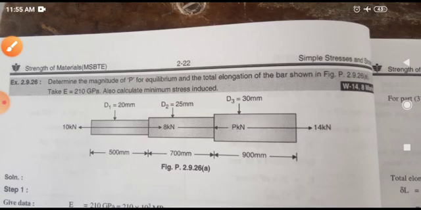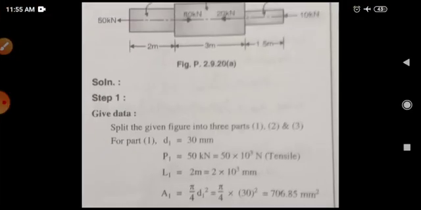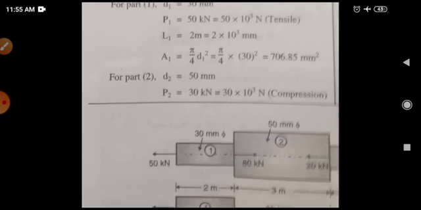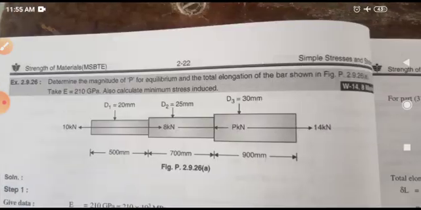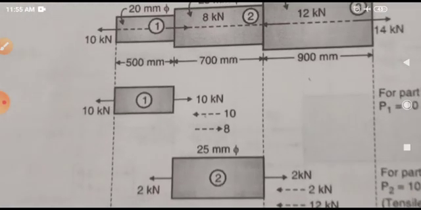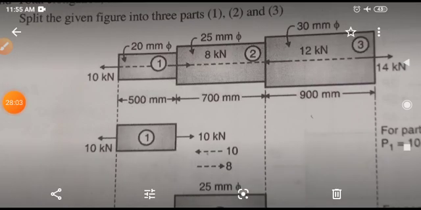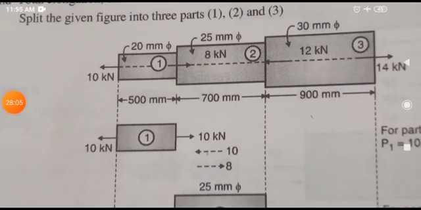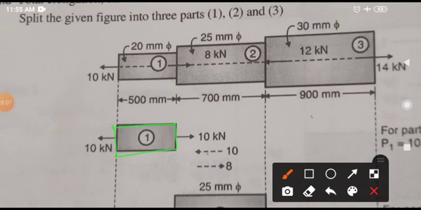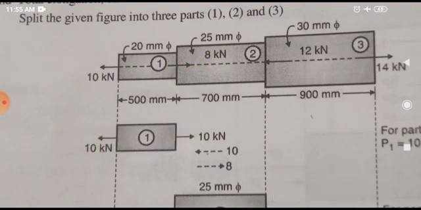Sorry, I have got another problem. Let me discuss this particular one. We will see further. First, let's discuss this. From this, we will see and go to that problem. See over here. The first element is given. Since here it is 10 kilonewton tensile, here it will also be 10 kilonewton tensile. 8 kilonewton is given over here. So see what happened over here.